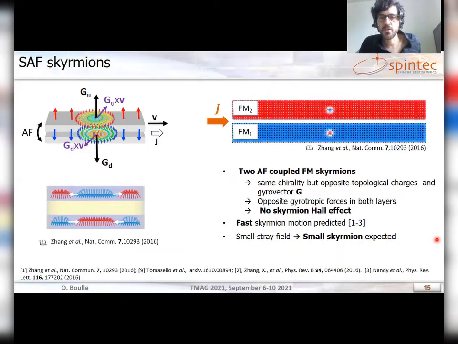This cancellation allows to speed up the skyrmion velocity, and faster motion of skyrmions is predicted in this stack. And finally, the vanishing magnetic moment of the skyrmions leads to small stray field. Since the stray field energy tends to make skyrmions larger, smaller skyrmions are expected in SAF.